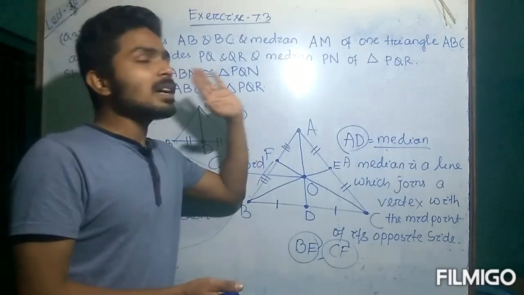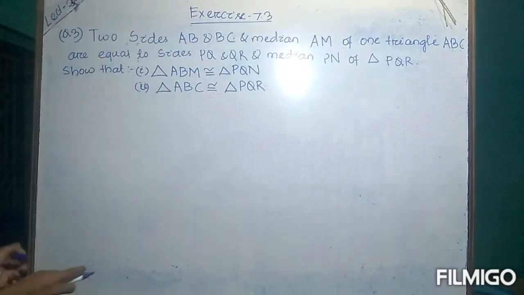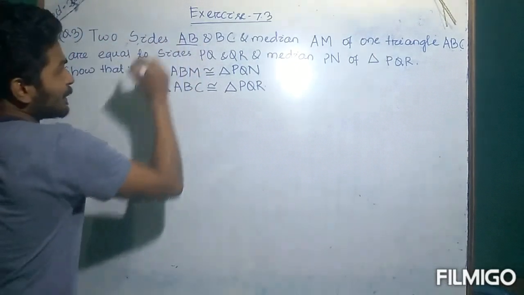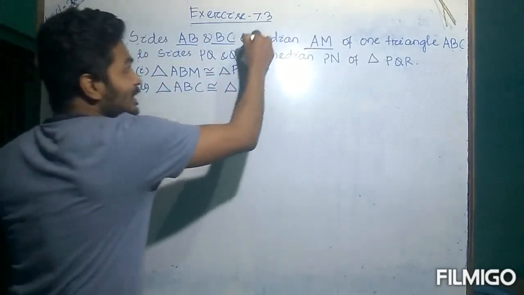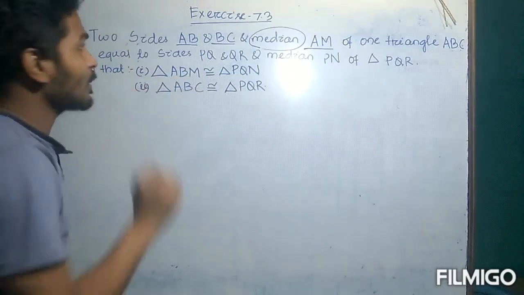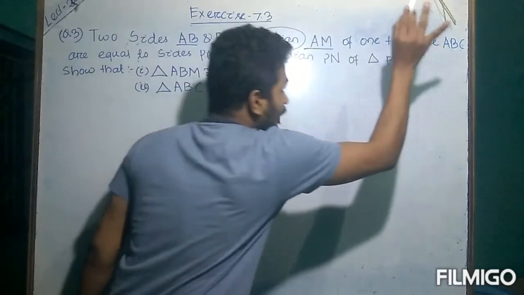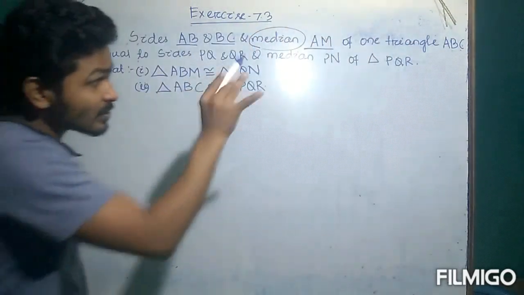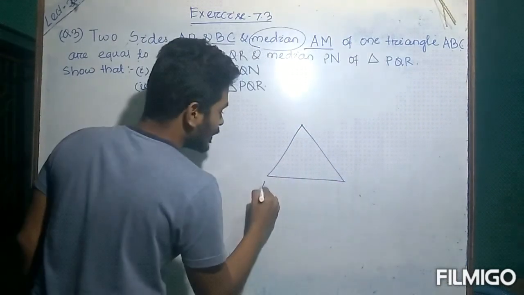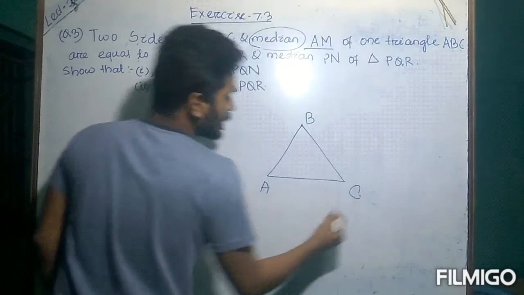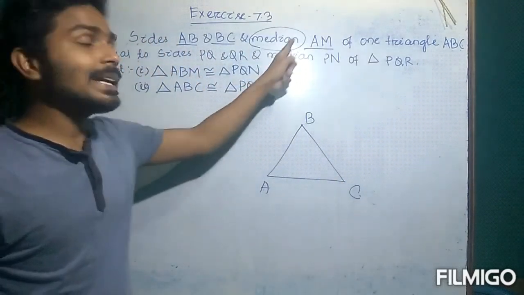Okay, so now let's move to the question. So now let us solve question number 3. In question number 3 it is given two sides AB and BC and median AM. As you can see, there is a term median that we have discussed earlier. So AB, BC and median AM of triangle ABC. Let us first draw the triangle ABC. Suppose this is the triangle ABC.